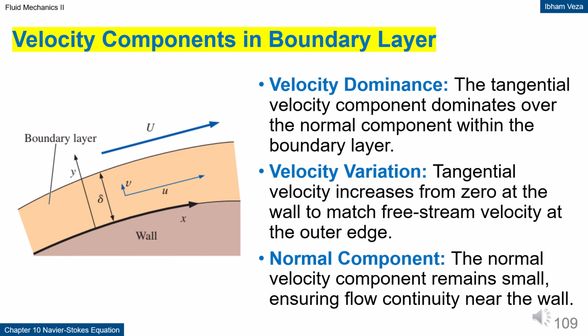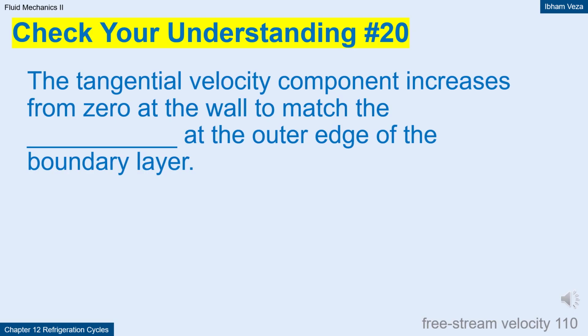The normal component remains small, but is necessary to satisfy mass continuity. The difference in scale between these two components forms the basis of boundary layer equation simplifications. This explains why the flow is highly directed near the wall. Check your understanding. Number 20.